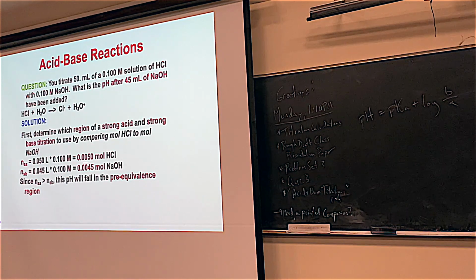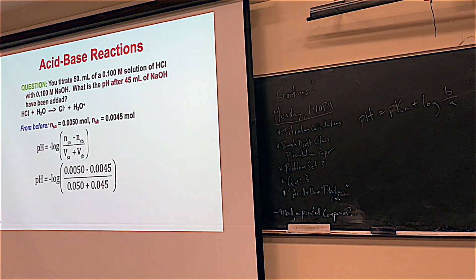Pre-equivalence literally means that the moles of what you start with are greater than the moles of what you're adding. So this is one way to verify that you're in the pre-equivalence region. If you're in pre-equivalence, minus log of the leftover moles of strong acid on top, and again, you'll get a non-zero, non-negative answer. Make sure you divide by the total volume on the bottom. Technically, this part right here gives you just one sig fig, so the pH in theory here would come out to be 2.3. Because you have more acid than base, your pH should still be acidic.